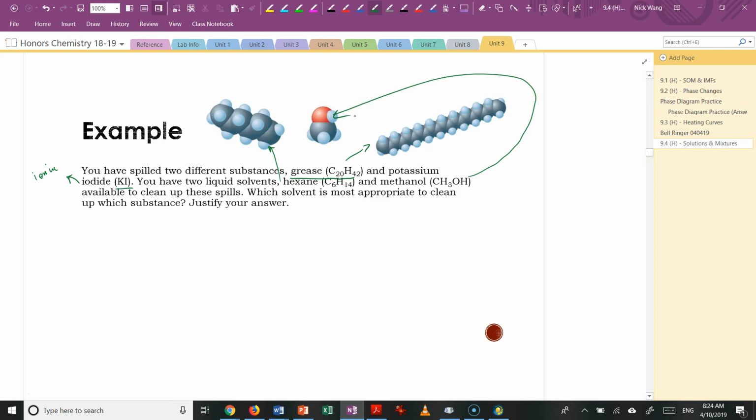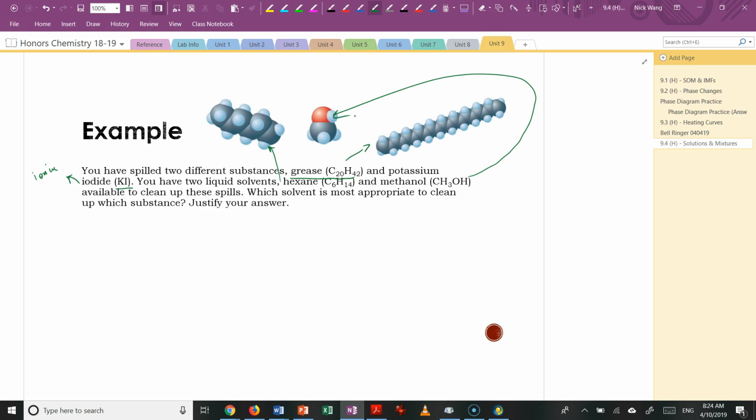Now you have your grease and potassium iodide; those are your solutes. Those are the spills on the ground, and you want to be able to clean them off of a surface by putting a solvent on them, potentially hexane or methanol. Which one is most appropriate to clean up which substance, and justify this answer?